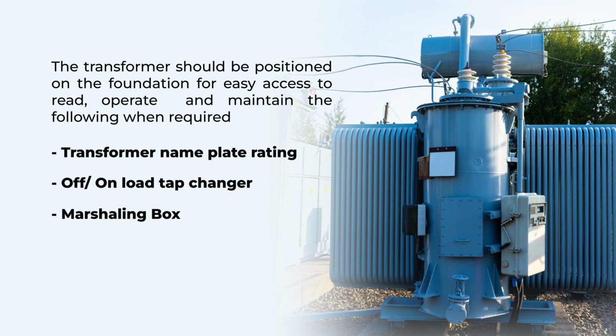The first is the transformer nameplate rating. Then one should be in a position to easily operate the offload or the onload tap changers. Onload tap changers, normally we operate from the remote access point, but if it is an offload tap changer, one should have clear access to operate it. Then the marshalling box or the control box of the transformer, so that if there is any electrical breakdown, one can easily check the wirings which are being terminated in the marshalling box.